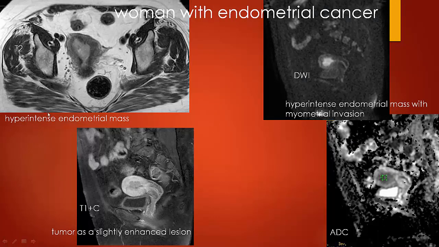Woman with endometrial cancer. T2 shows a hyperintense endometrial mass. T1 with contrast shows a slightly enhancing lesion, less than myometrial enhancement. Diffusion weighted image shows a hyperintense endometrial mass with myometrial invasion. The ADC map shows dark low signal, so this is malignant endometrial carcinoma. If this were benign, the ADC map would show bright signal.